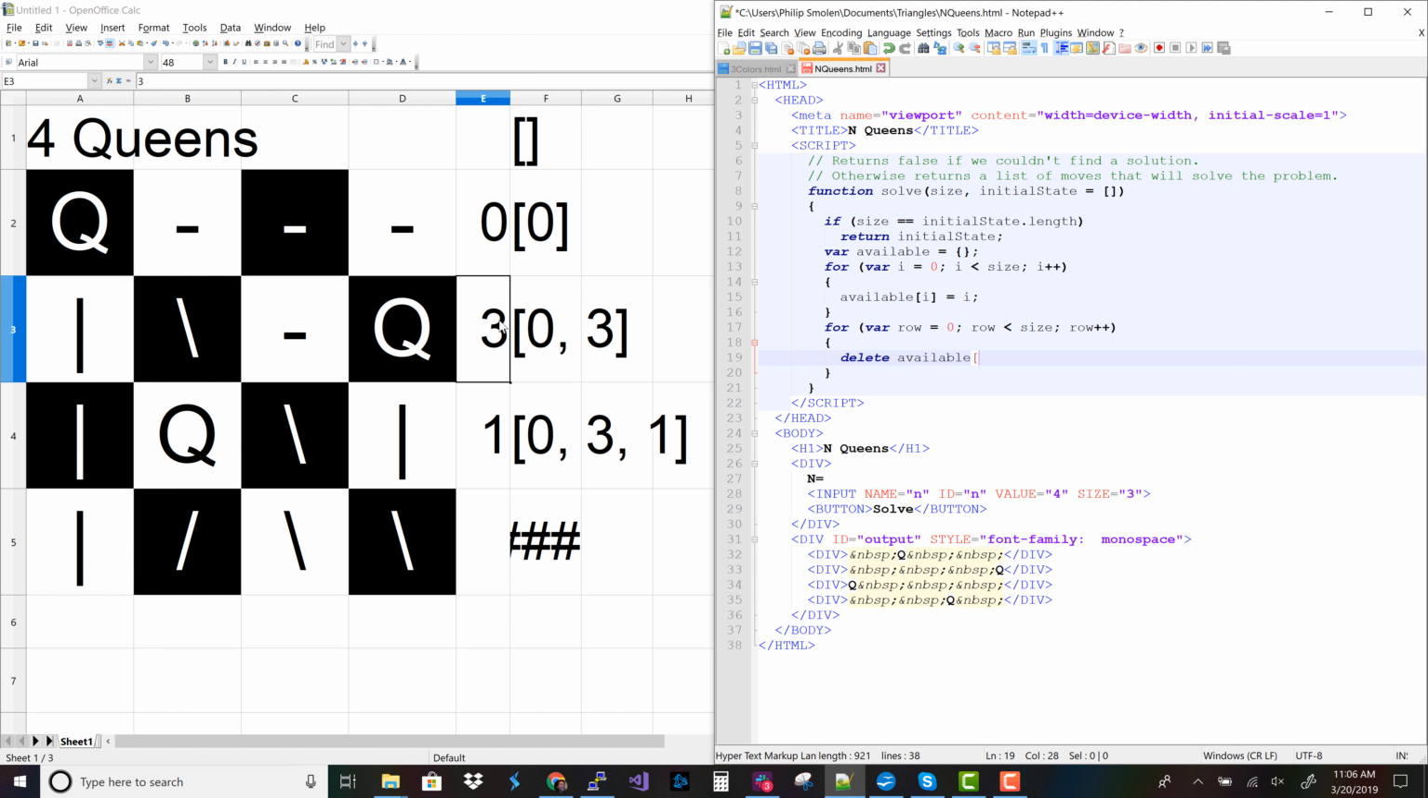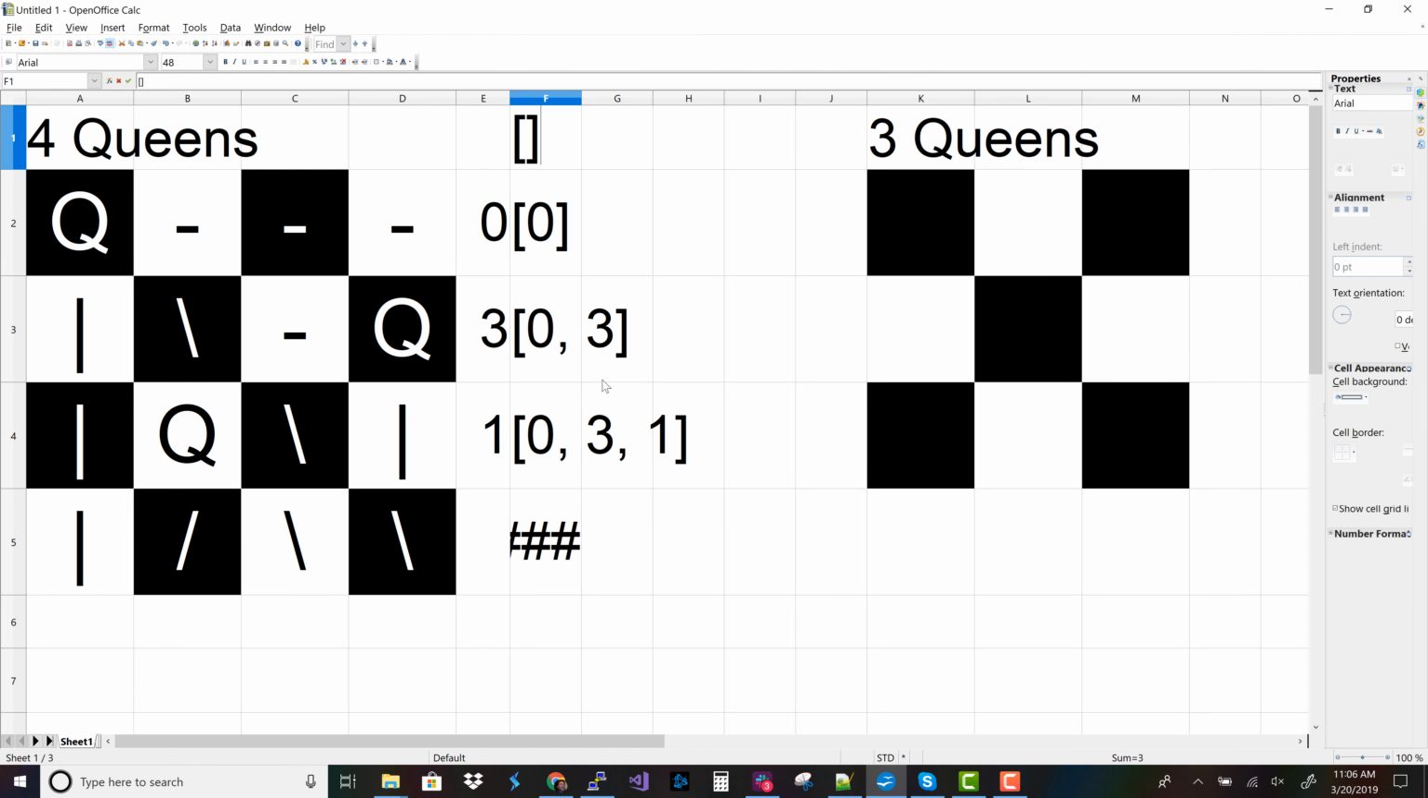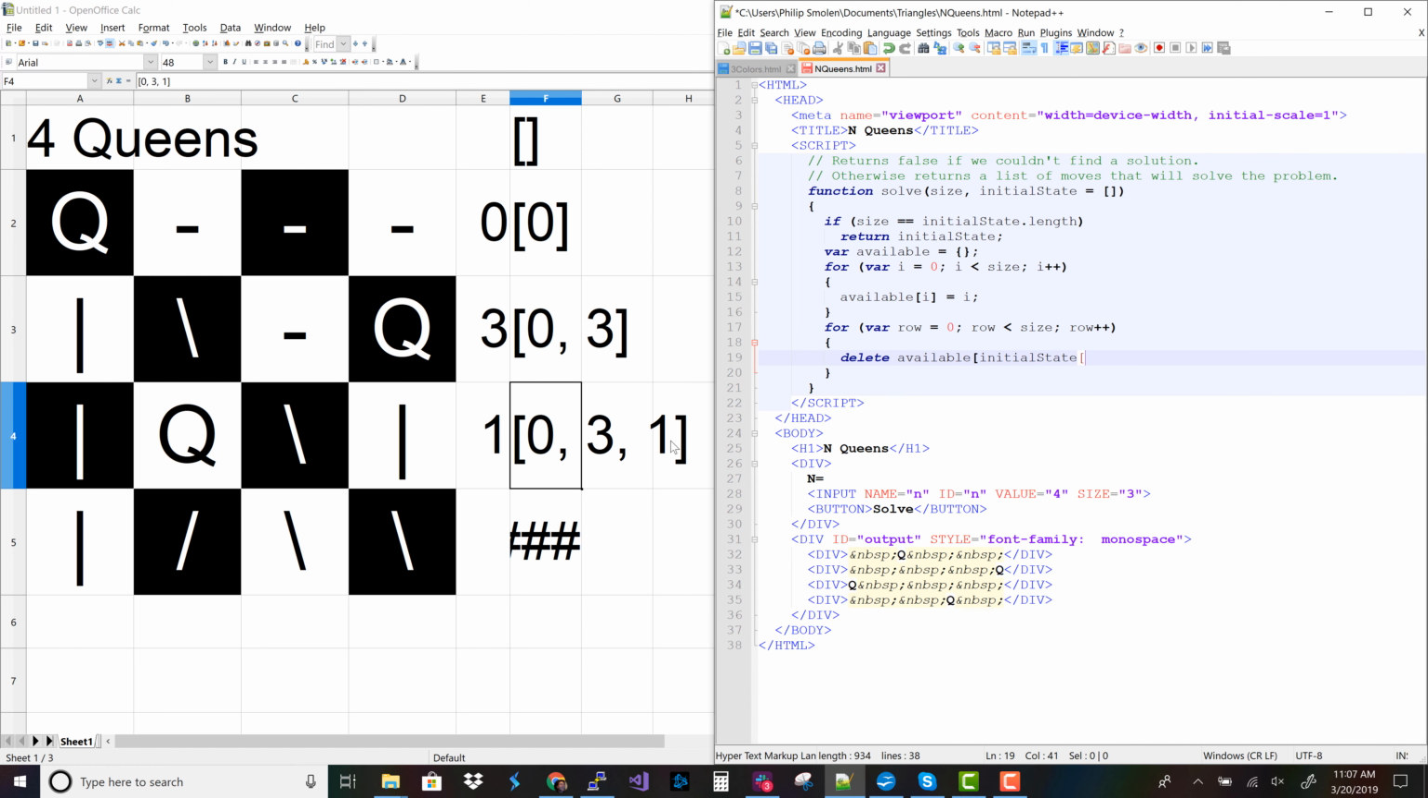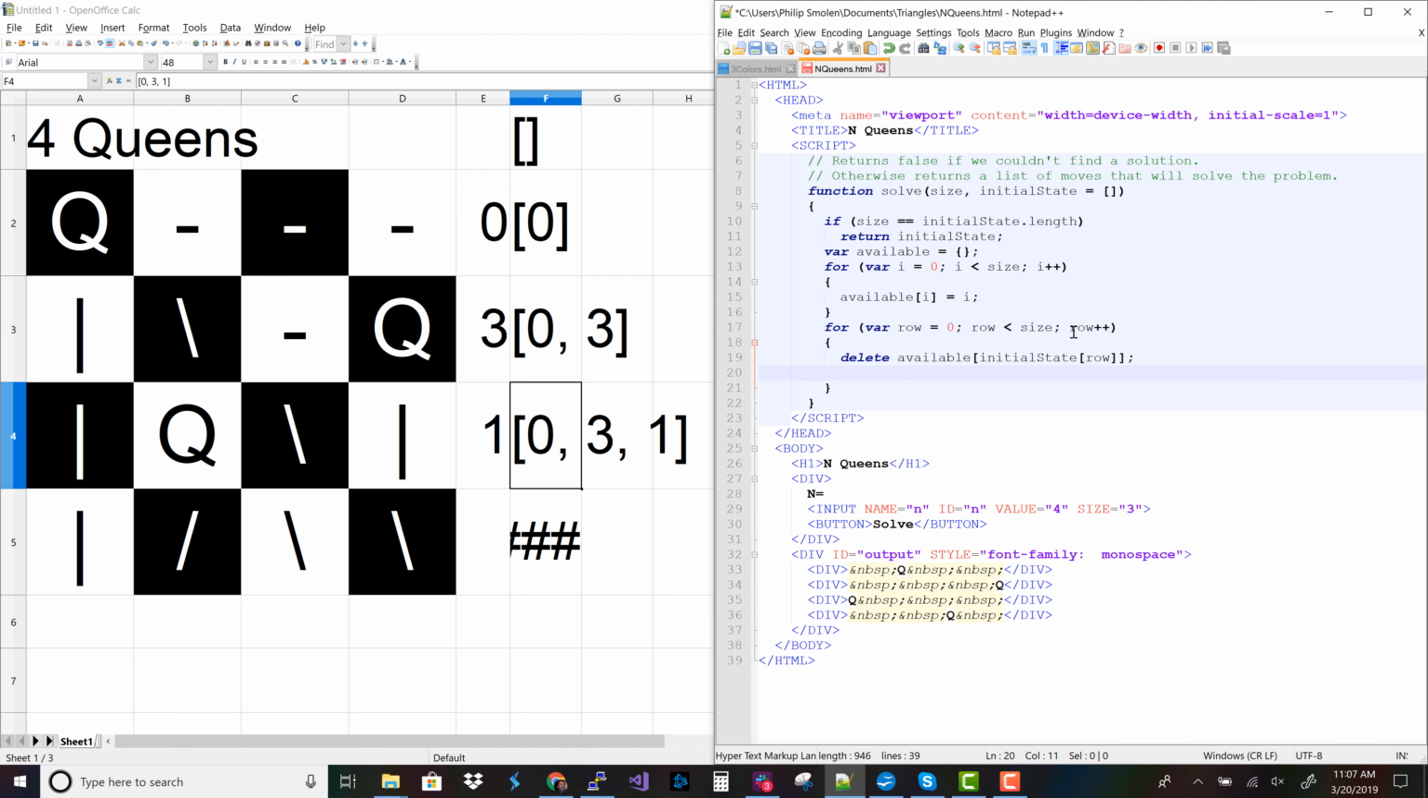And then we're going to grab that item. We're going to say initial state. So let's say that this is the initial state. Well, initial state sub 0 is 0. Initial state sub 1 is 3. Initial state sub 2 is, excuse me. So basically the first index 0 will be 0, index 1 will give you a 3 in this case, index 2 will give you a 1. And then we're saying this would have been in the available list. We just added all the numbers, and now we're going to take this one away. No problem. Now we have to deal with the diagonals.